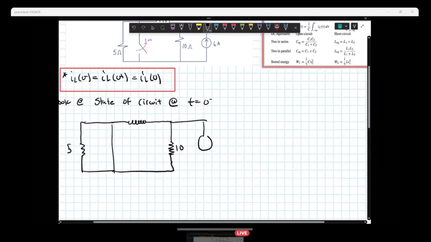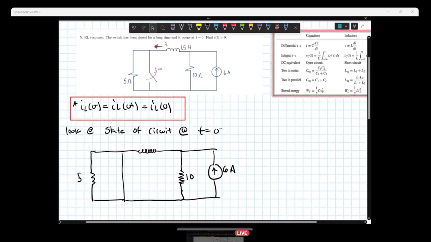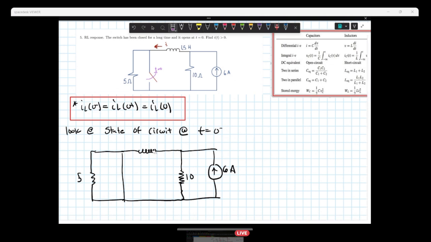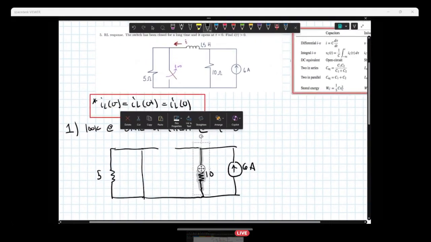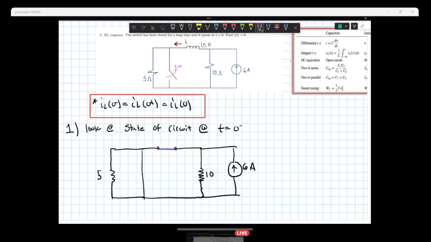Okay, so I draw this, and then 6A. And then the inductor has been charged by the current source, so it's in steady state. So we're going to treat it as a short circuit. I mean, short, my bad. We're asked to find this, which will be IL(0-).